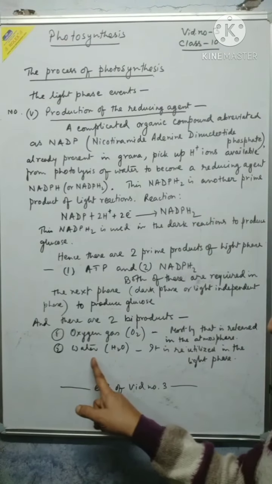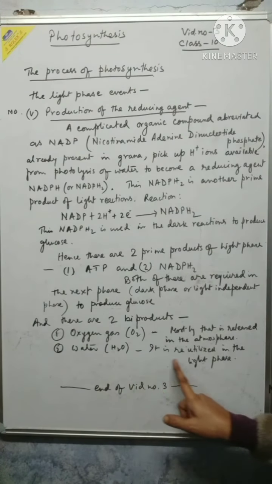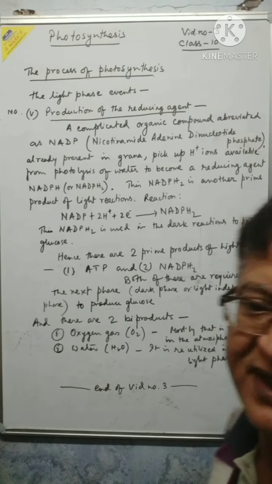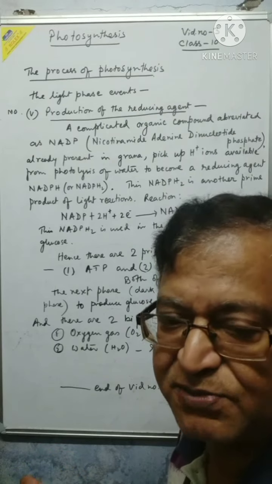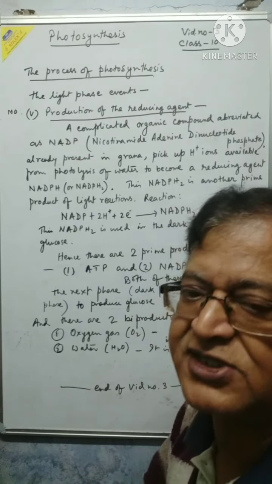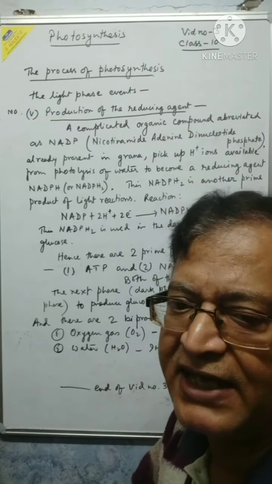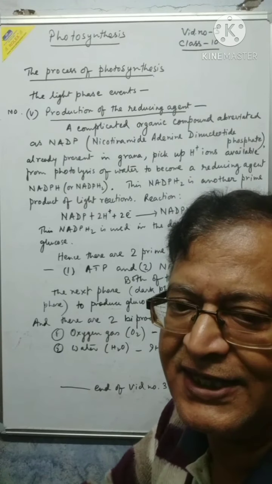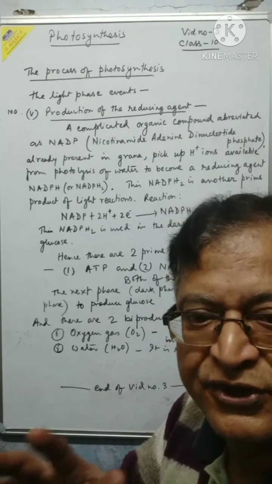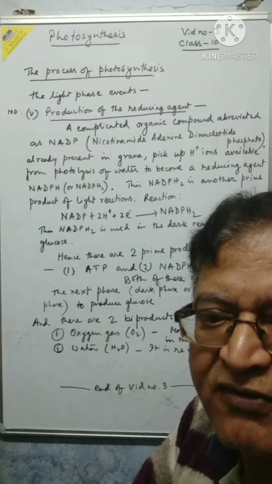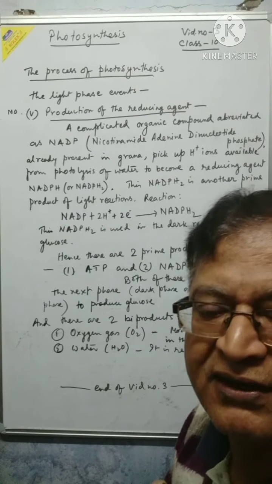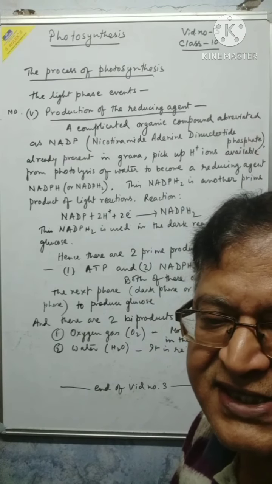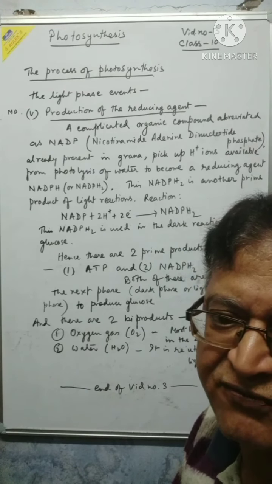And the second one, the water molecules. Water molecules are reutilized in the light phase because you know water molecules need to be split, and it is a raw material. So it is reutilized in the phase, and once again the process is continued. So this is the completion of light reactions. In the next video, I will discuss the dark phase and the other aspects of photosynthesis.